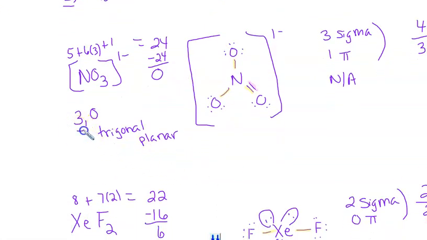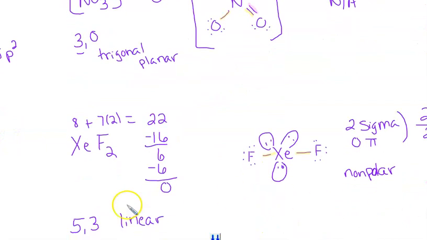All right, this is going to be a 3. So 1 S and 2 P's. And then this one is a 5. So it's going to be 1 S, 3 P's, and 1 D is the hybridization for that one.